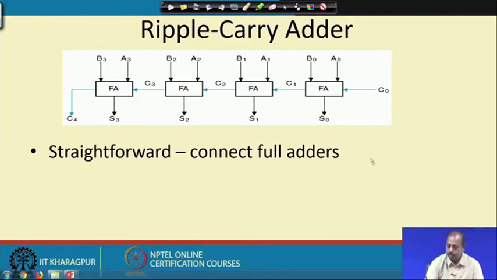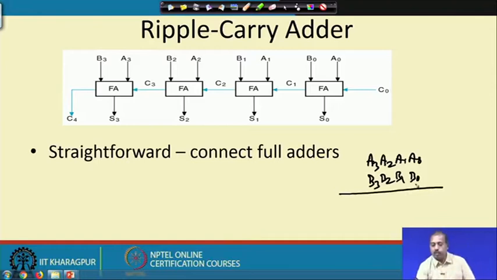this A3, A2, A1, A0 bit pattern I want to add with B3, B2, B1, B0. And there may be some previous carry coming in. So, that is a carry input, and if this carry is not there, then we can set it to 0, or this C0 can be set equal to 0 if there is no carry coming from the previous stage, the carry coming from the input side.